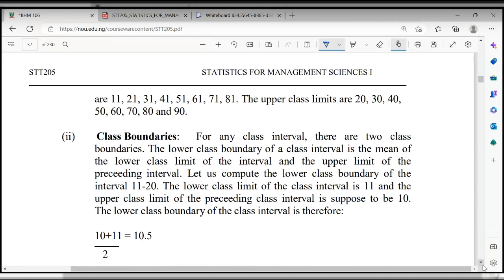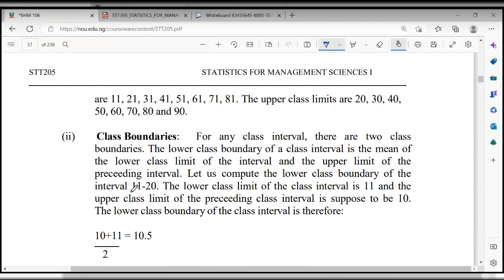Now, class boundary. For any class interval, there are two class boundaries: the lower class boundary, and then the higher class boundary. It is very important that you know this. So they say, let us compute the lower class boundary of interval 11 to 20.